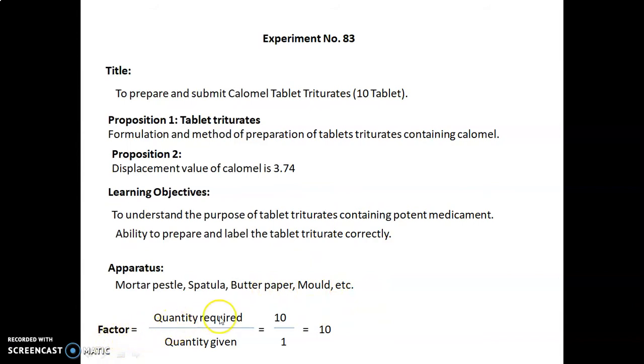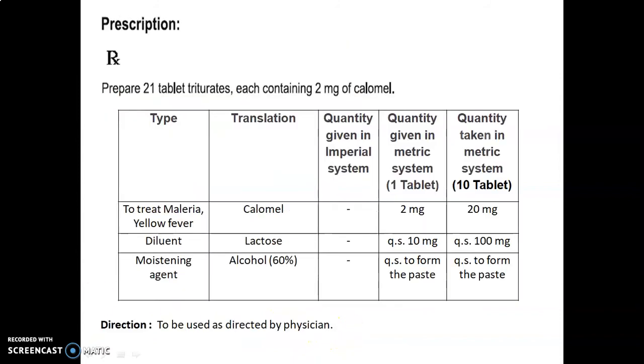Factor is calculated as quantity required upon quantity given, equal to 10 upon 1, that is equal to 10. Prescription is denoted by the symbol Rx. We have to prepare the 10 tablet triturate, each containing 2 mg of calomel.